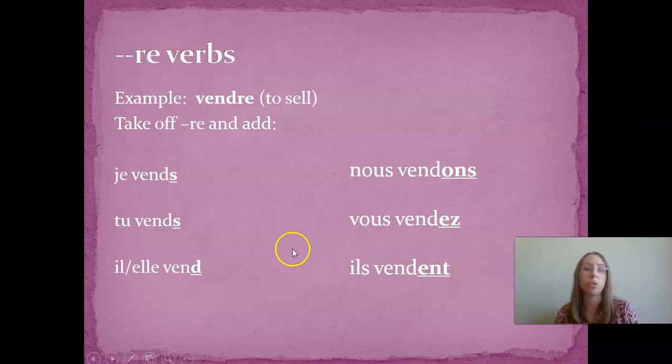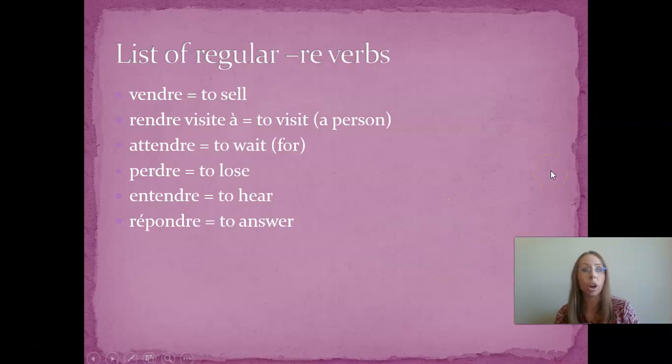So this time we don't have a boot because ils vendent isn't pronounced the same as these three. Vend, vende. Okay? So every time you see a regular RE verb, you're going to do the same thing, right? Put these endings. S, S, nothing. ONS, easy, ENT. Here are some common regular RE verbs. Besides vendre, rendre visite, attendre, perdre, entendre, and répondre. And again, we have to practice the meanings of these so we can use them. So we'll have some vocabulary practice too.